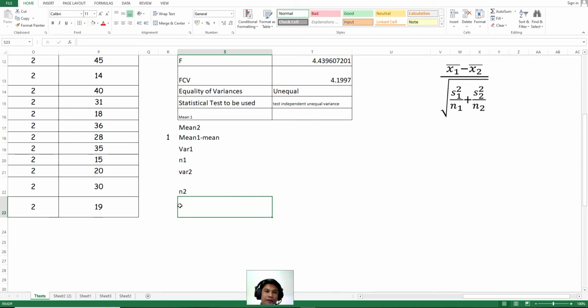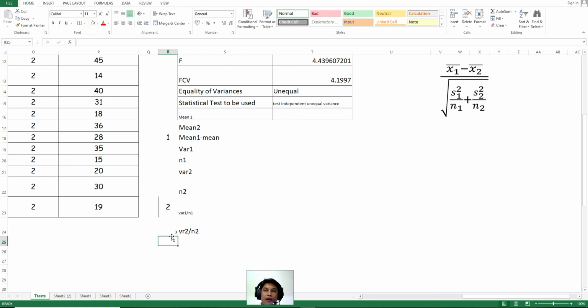So what will happen now? We have to consider that in this second operation, after getting the variances, you have to divide the variance 1 by n1, so this equals variance 1 divided by n1. So we will just write here var1 divided by n1. That's the second operation. And then the third operation is we have to get the variance 2 divided by n2.